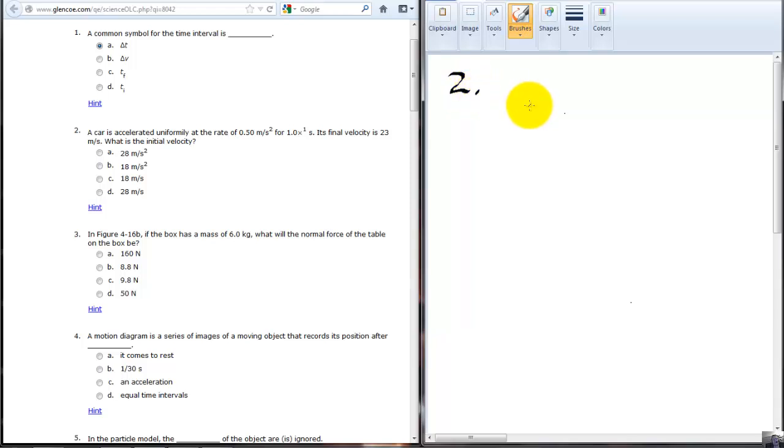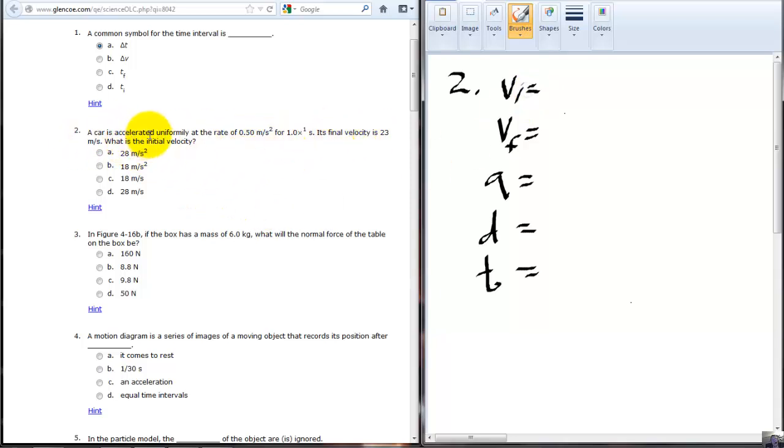So anytime we've got a problem asking about accelerated motion, we know we need to have the 5 values, and they are VI, VF, acceleration, distance, and time. And so I always, as I said in class, recommend you write down the 5 values like this. Then read through the sentence, and then fill in the values you know.